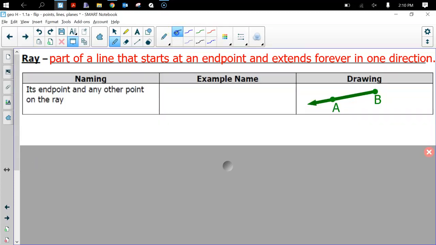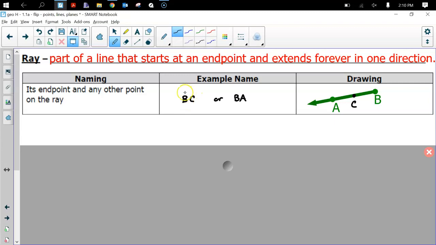And let's see, we have a drawing on the right-hand side. There's a specific way to name a ray, and the letters have to be in a certain order. The first letter in the name has to be the endpoint. So in the diagram on the right, B is the endpoint. B has to come first. And then any other point that's on the ray. So we could call that ray BC, or we could call it ray BA. There's a little ray symbol. But again, B has to come first because it's the endpoint.